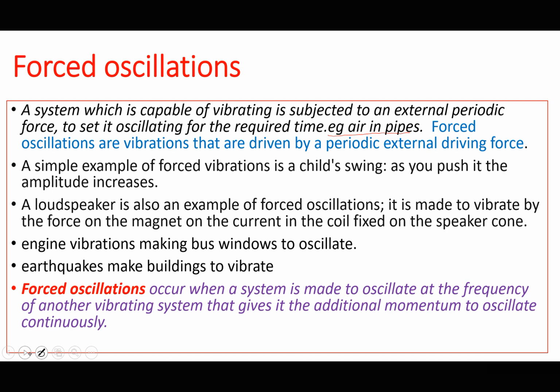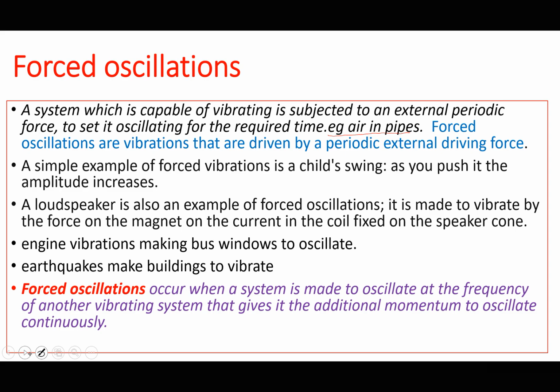So forced oscillations, in a nutshell, occur when a system capable of oscillating is made to oscillate at the frequency of another vibrating system that causes it to vibrate, or that gives it additional energy to oscillate continuously. As soon as that system, which is the forcing or driving system, stops vibrating, the other system that is being forced to vibrate also stops. That's what we call forced oscillations.